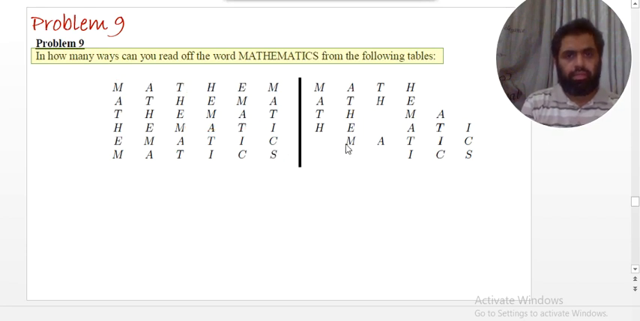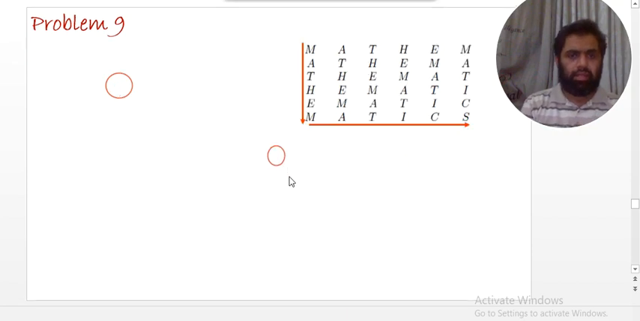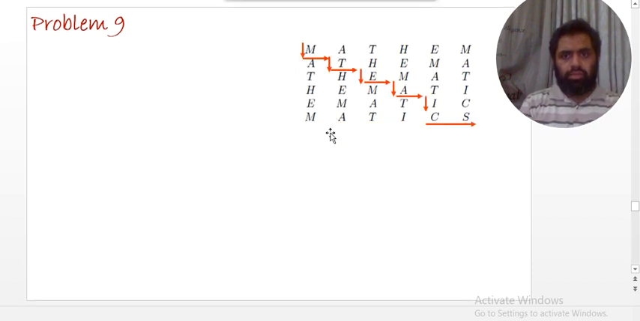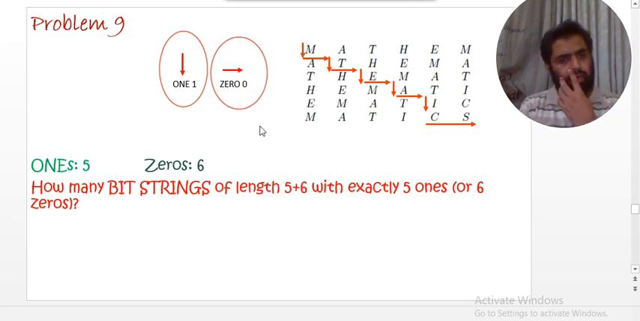So in how many ways can I reach, starting from the starting point, our m, the last point, which is s? In how many ways can I reach here? So again, we can use ones and zeros. I can go in different ways. Whenever I'm going down, I mark it with 1. Whenever I have to go towards the right, I mark it with 0.